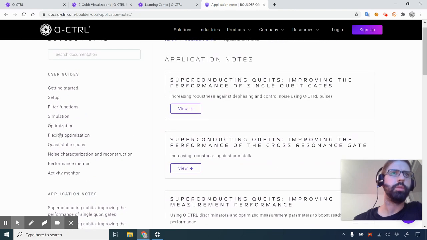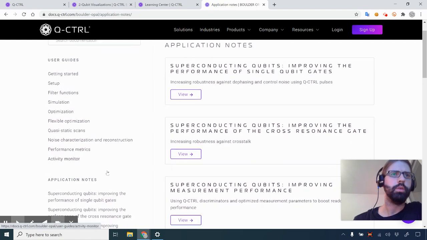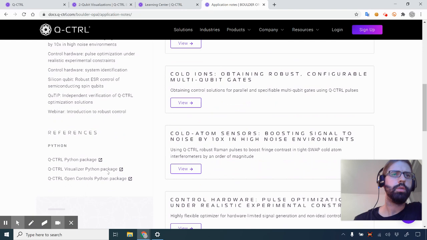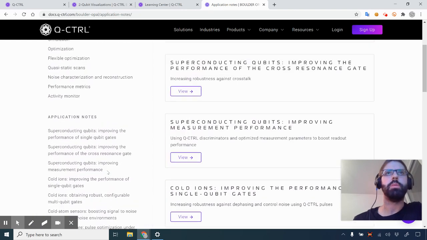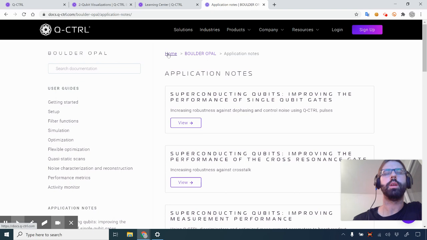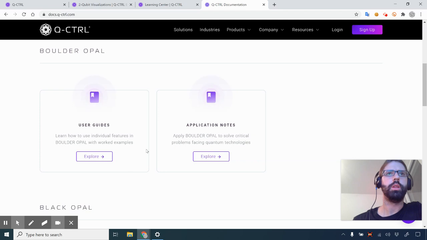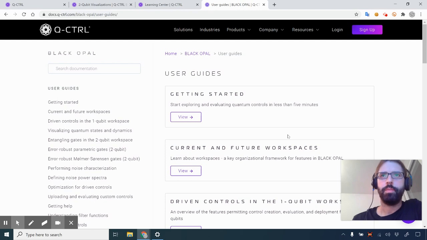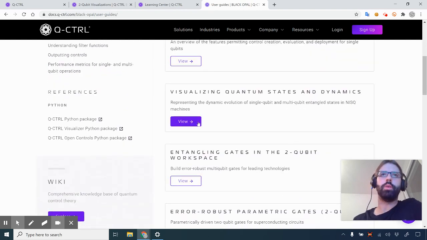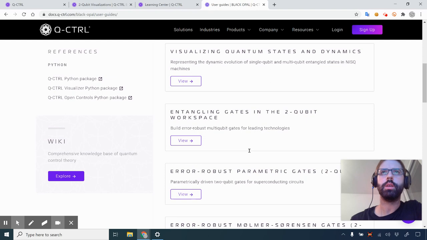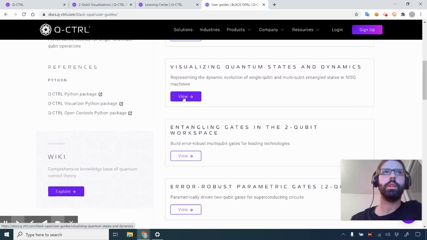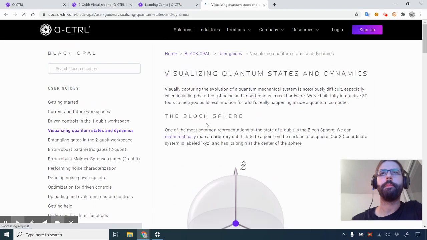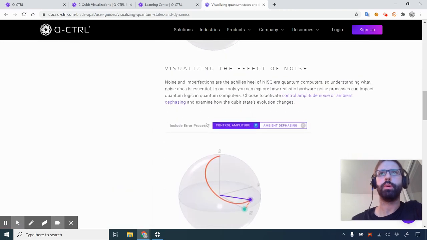User guides, simulation decisions. Maybe, I mean, why would it be in the Black Opal? I think it should be in the Black Opal user guides, because that's the product. Getting started. Oh yeah, visualizing. Okay, cool. I think this could be it. Oh yeah, awesome, perfect.